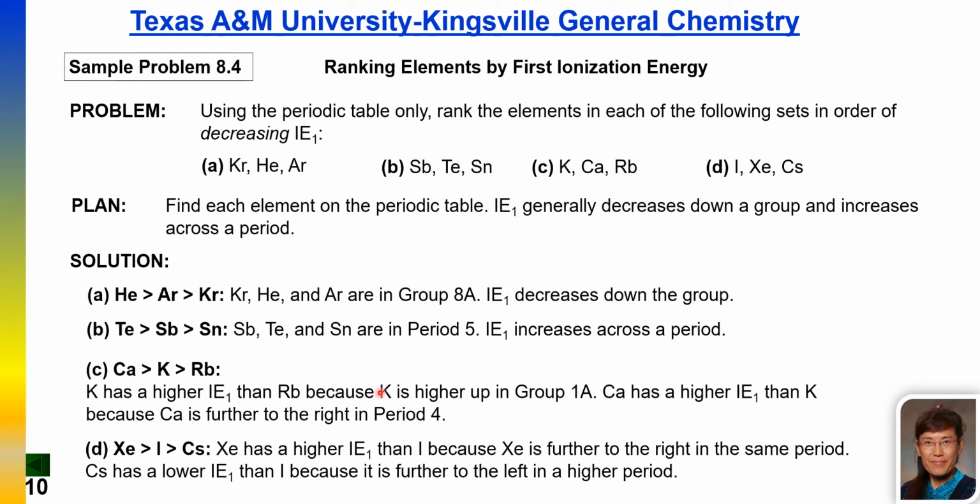The last one. So this Xe is your noble gas. Noble gas usually has the largest first ionization energy. And then compare these 2, iodine and cesium. Iodine and cesium, which one is bigger? So iodine is a non-metal, gains electron. Cesium is the metal, loses electron, lower ionization energy. So therefore, noble gases followed by non-metal, followed by the metal.